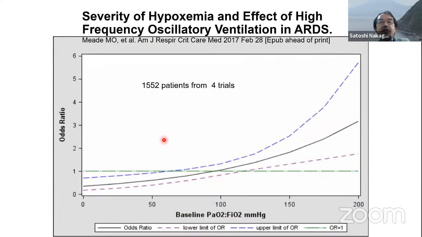This is the adult study combining 4 trials. This is the patient data meta-analysis paper, which was written by Dr. Maureen Meade. The 4th study includes the OSCAR and OSCILLATE, 2 large RCT studies in the adult population. If the patient has a PF ratio, PaO2 to FiO2 ratio, below 100, there's a high chance of survival by applying high frequency oscillation. So even in the adult population, high frequency oscillation is beneficial to the patient with the severe form of ARDS.